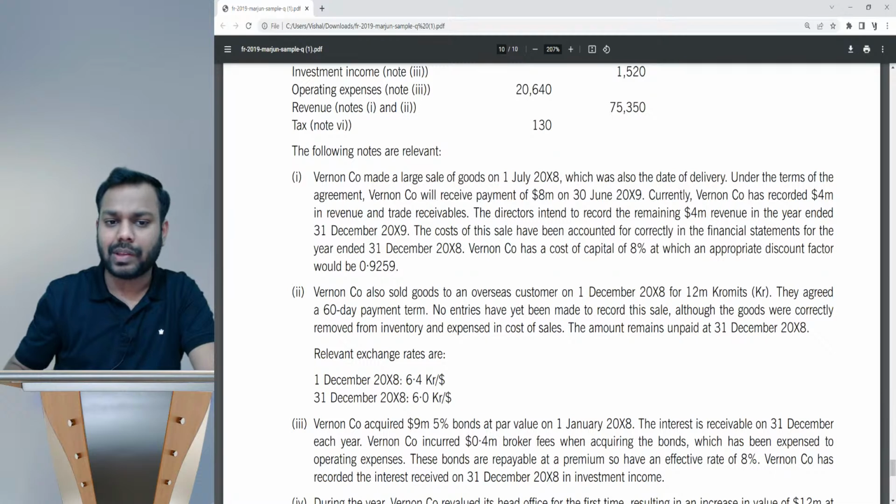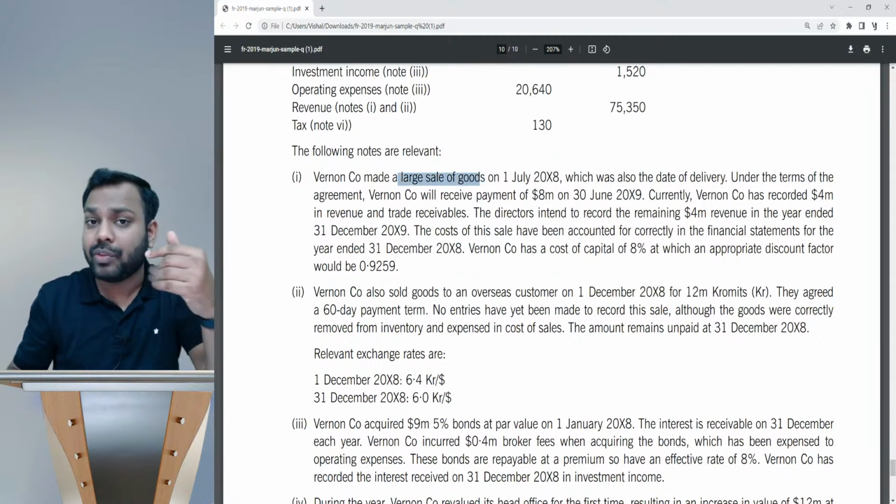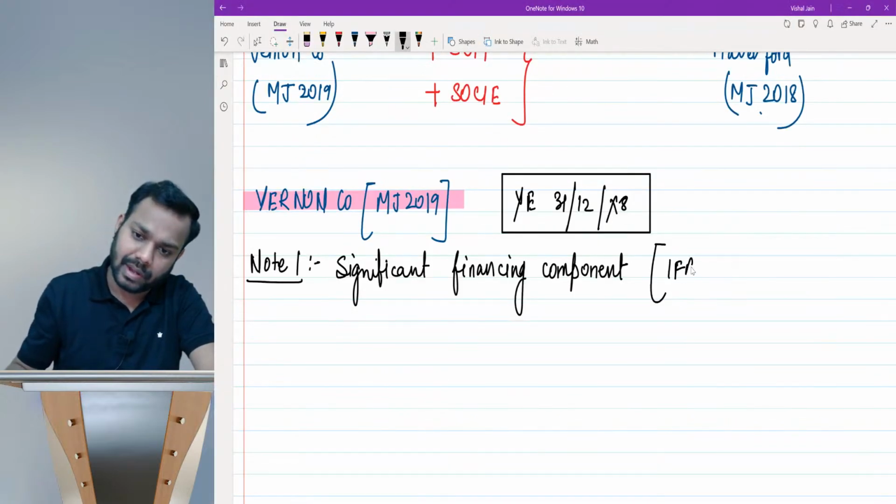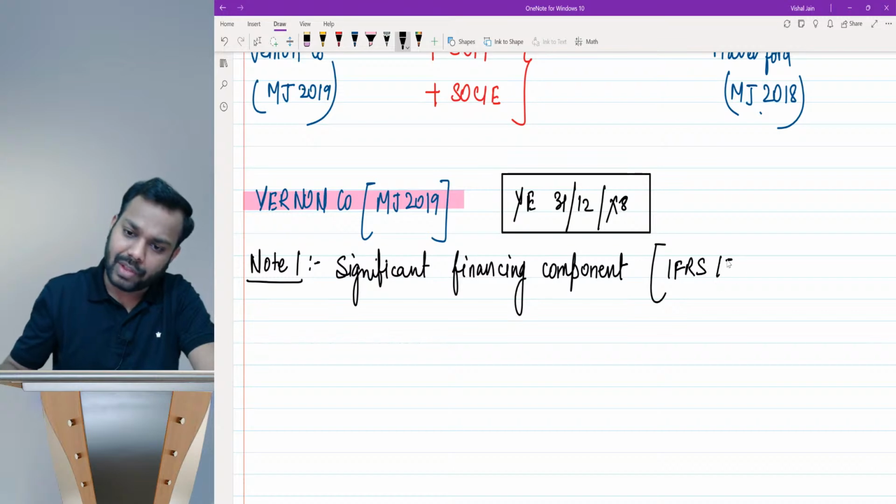Guys, understand what a large sale of goods is. Sale means which standard? IFRS 15, right? This is as per IFRS 15, the standard on revenue.